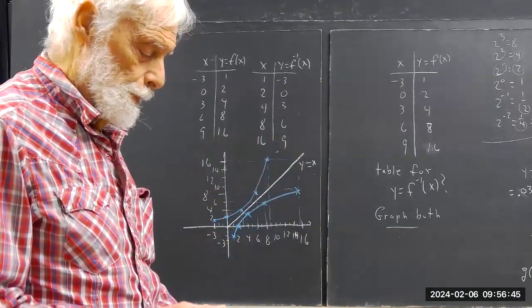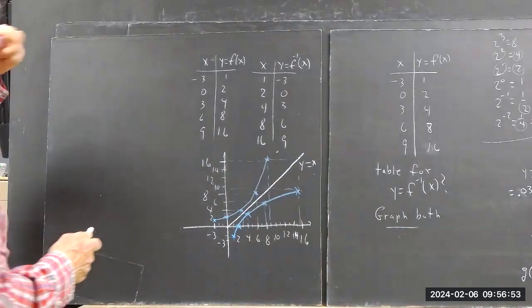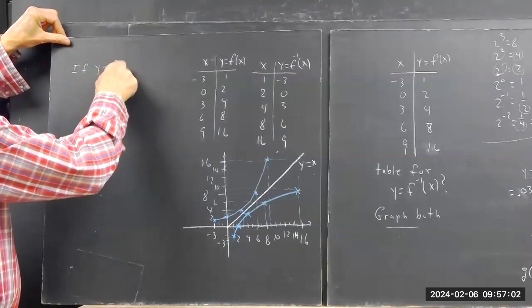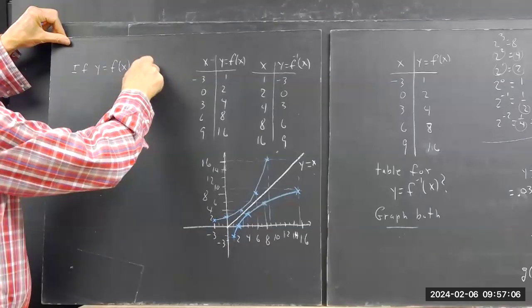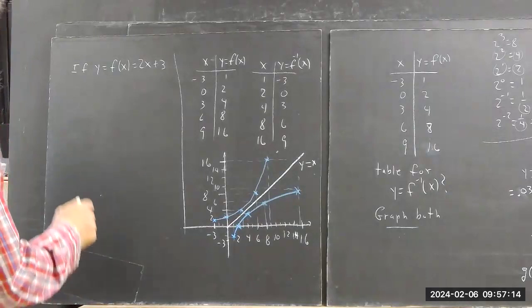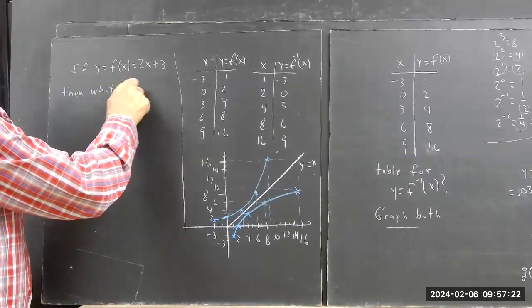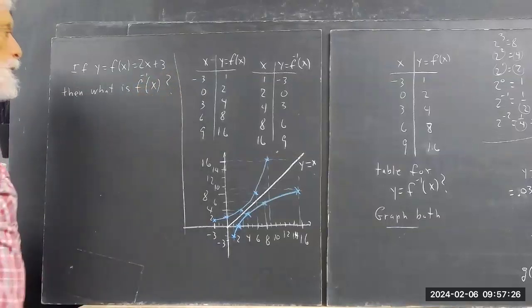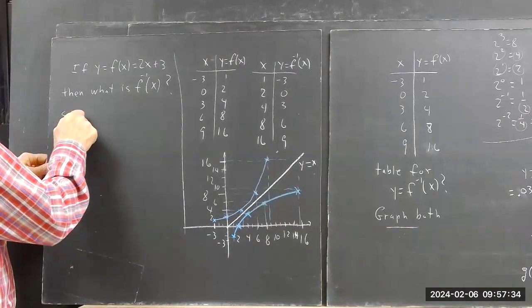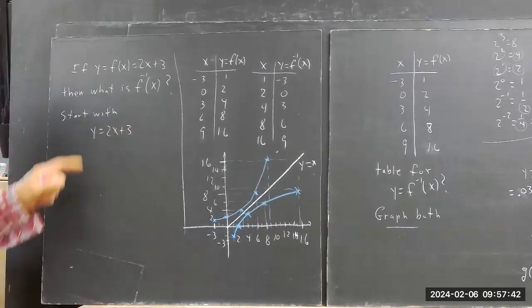There it is, kind of a summary. Now, this has nothing to do with these graphs, but if y equals f of x equals 2x plus 3, what is f inverse of x? Well, start with y equals 2x plus 3.